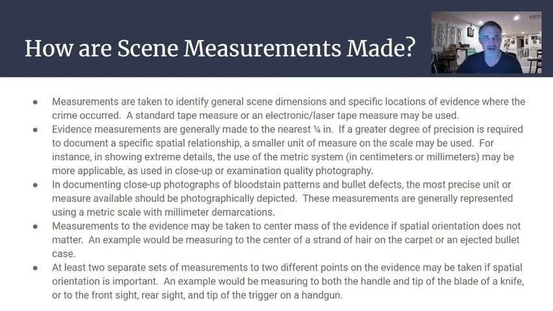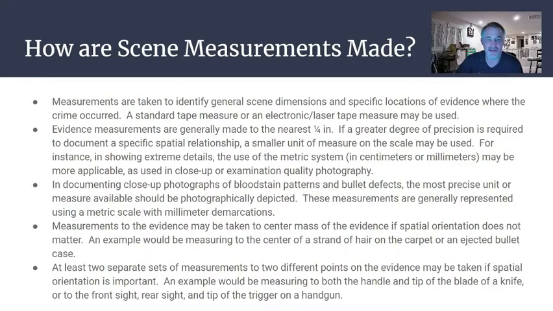Evidence measurements are generally made to the nearest quarter inch. If a greater degree of precision is required, then you can use smaller units of measurement. You could even go into the metric system and start measuring in centimeters and millimeters. In documenting close-up photographs of bloodstain patterns and bullet defects, the most precise unit of measurement available should be photographically depicted. These measurements are generally represented by a metric scale with millimeters and dimensions.